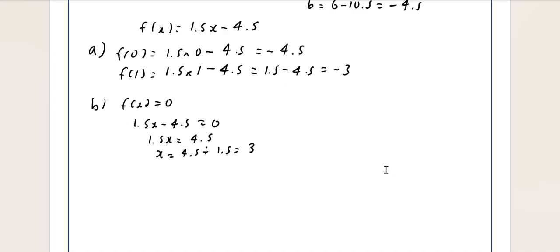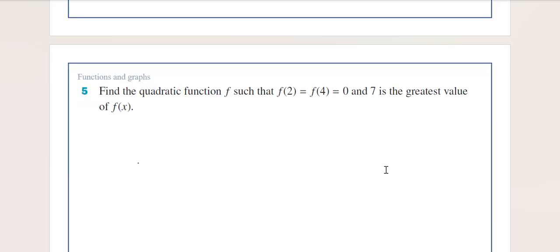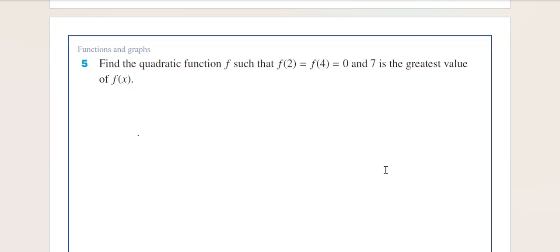But that was one of the questions I just wanted to go through. The other one is a bit different, which is why I felt it was worth spending a bit of time on. What we're asked to do is find the quadratic function. So this time it's going to be a quadratic we have to find, which is why it's a little different. We're given a couple of points. We're told that f of 2 is 0, and we're also told that f of 4 is 0 as well.